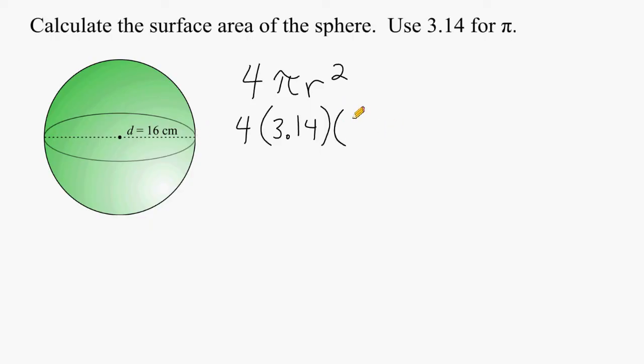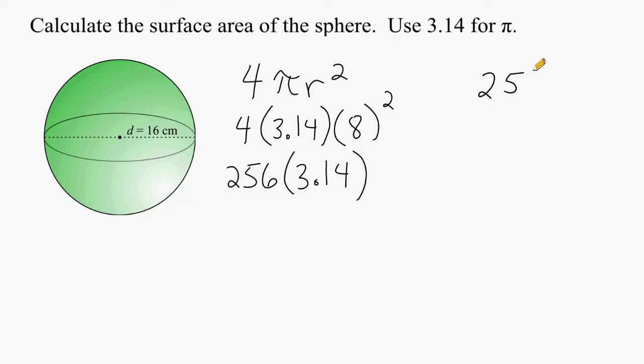So we have to take 8 and raise it to the second power. All right, let's take 8 and square that. 8 to the second power is 64. Now we have to multiply 64 times 4, which is 256. And we have to multiply that by 3.14. So I'm going to go off to the side here and set up the multiplication to figure out what the product of these two values is.